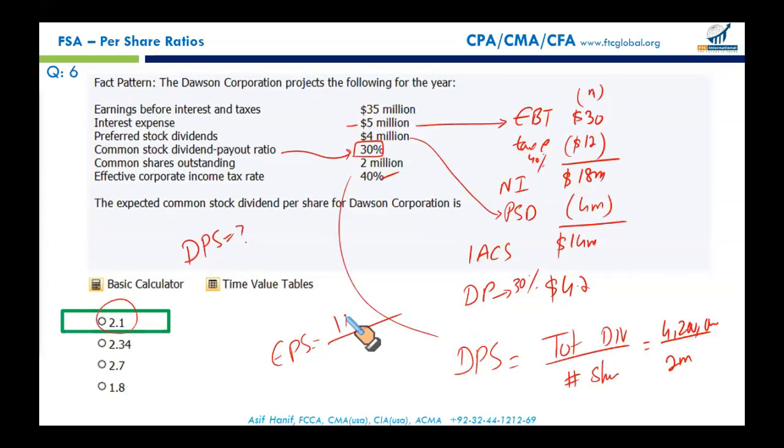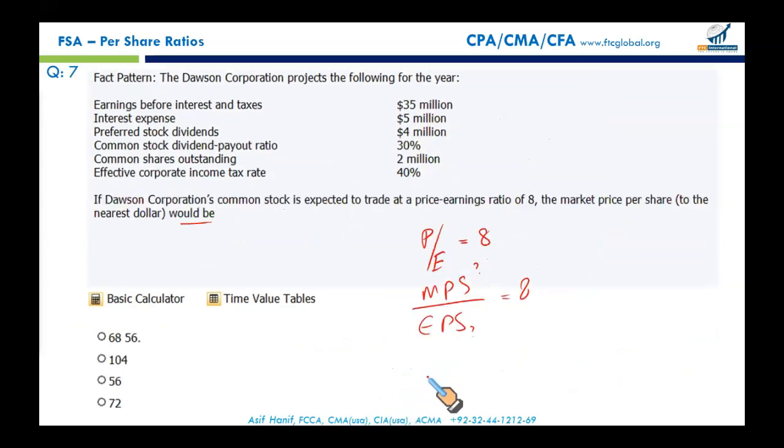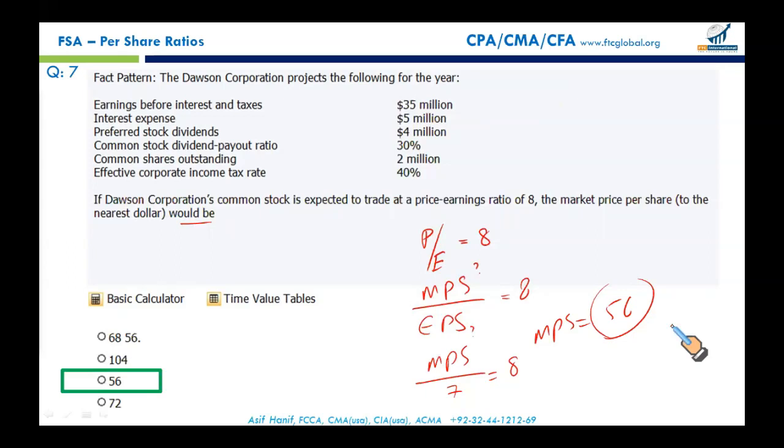We know earning per share is IACS, income available to the common stockholders, divided by the number of shares. IACS is right here, 14 million, divided by the number of shares, which is 2 million, I believe. Yes. So that will give you $7 per share. This is EPS. So just plug it in. Market price per share is to be calculated. Earning per share has just been calculated as 7. And if price earning multiple is equal to 8, make MPS the subject of your equation. You get 7 times 8 is 56. C. Next.